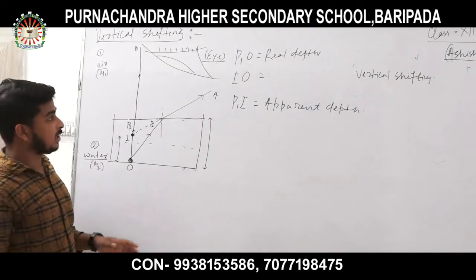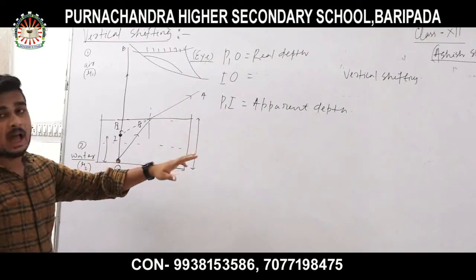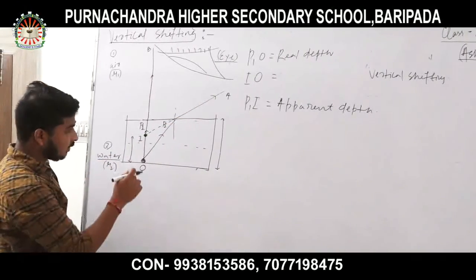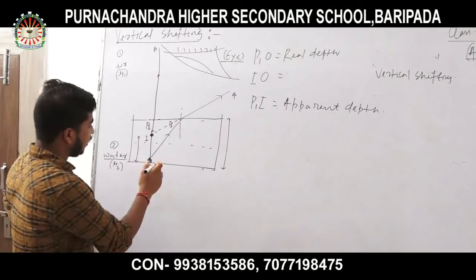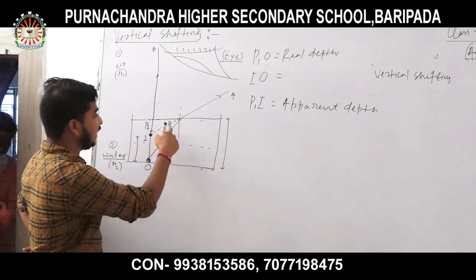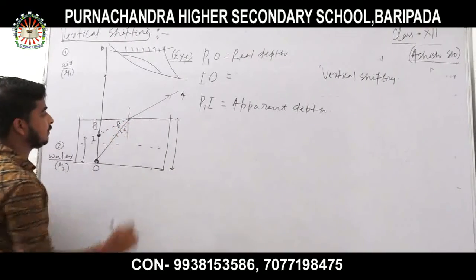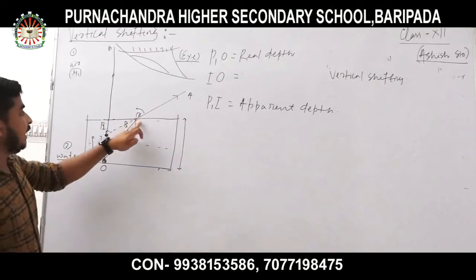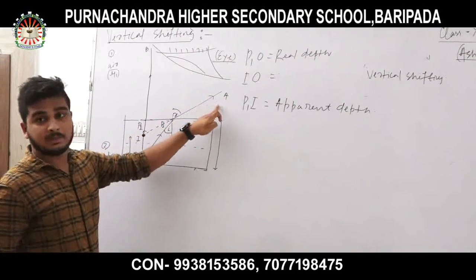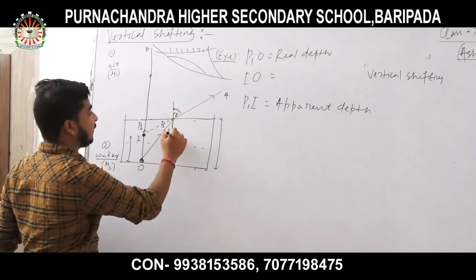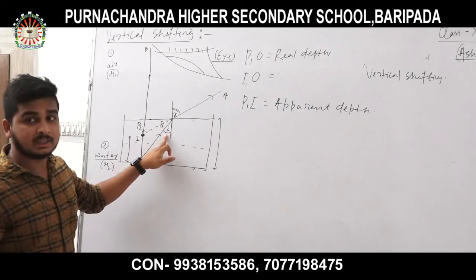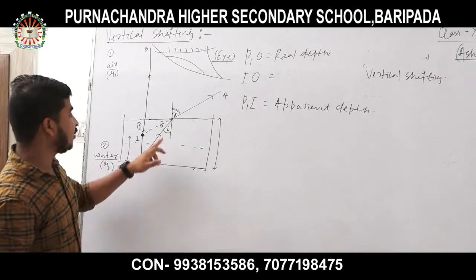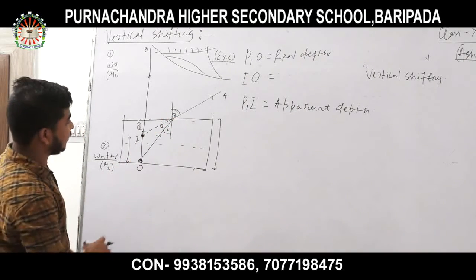Now there is a beautiful relation between real depth and apparent depth. There is a beautiful relation between P1O and P1I. So look at the expression. OP2 is the incident ray, so this angle will be I, and this angle will be R. P2A is the refracted ray, so the angle of refraction is R and this angle of incidence is I. So let's find the calculation for vertical shifting.